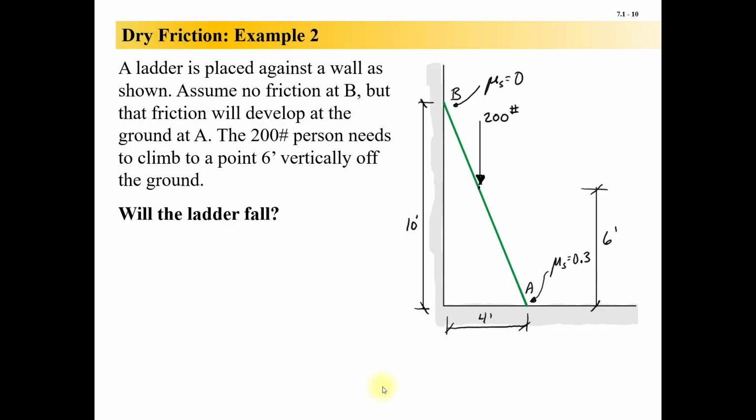All right, another friction example. A ladder is placed against a wall as shown. So it's like an extension ladder. Assume no friction up at the top at B.